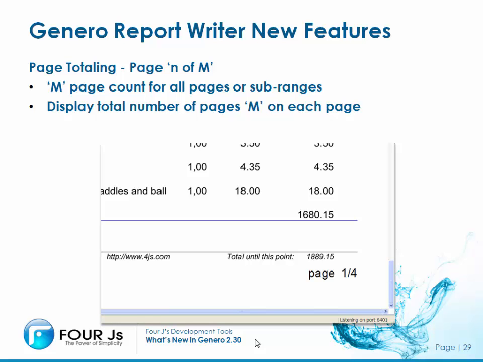And you can also do page totaling now and show page N of M, where M is the total page count of all the pages or subranges, and display the total number of pages on each page.